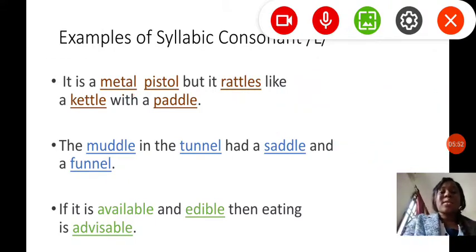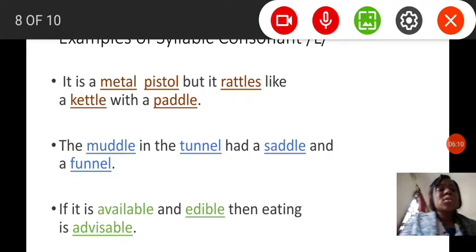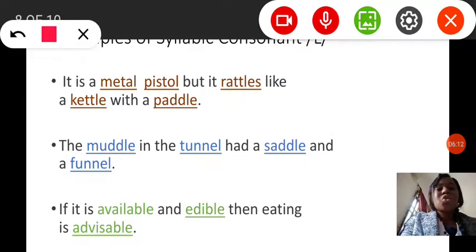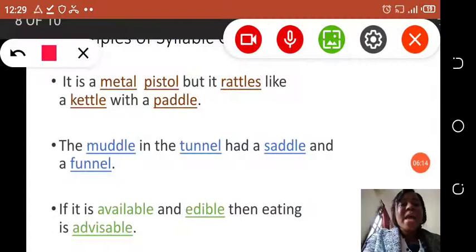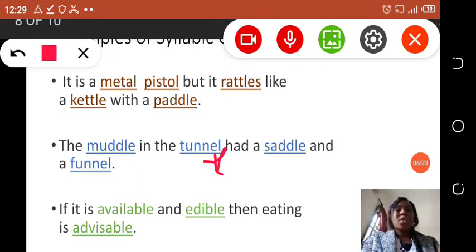Now look at the next example. The model in the tunnel had a saddle and a funnel. If it is available and edible, then eating is advisable. Automatically, the consonant before the schwa sound glides to the syllabic consonant here. Okay, just like I transcribed before. Now let's move on.